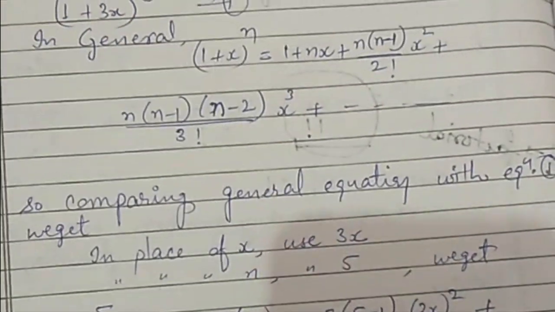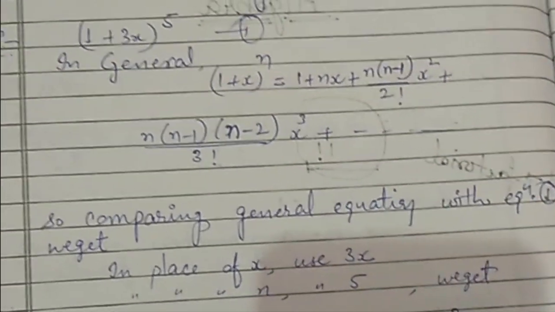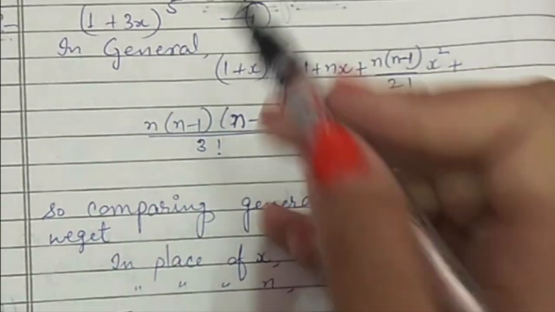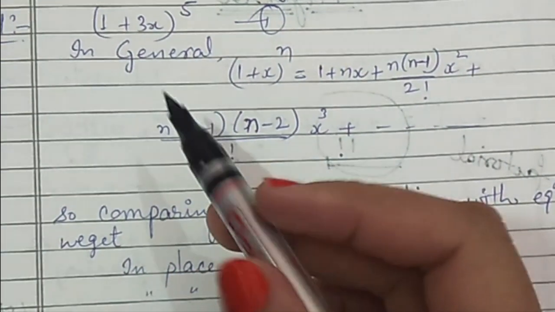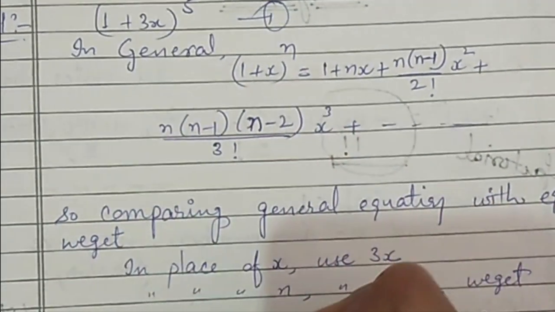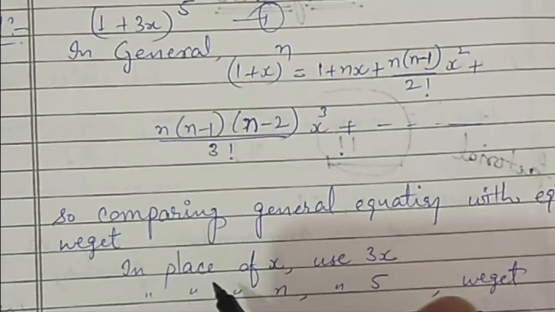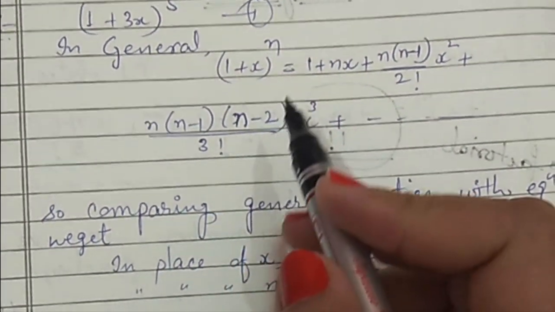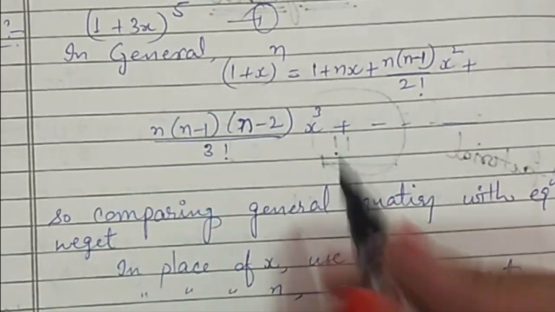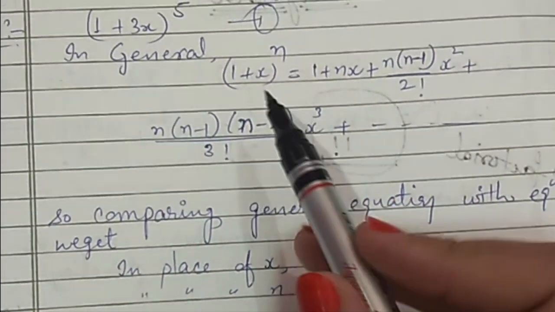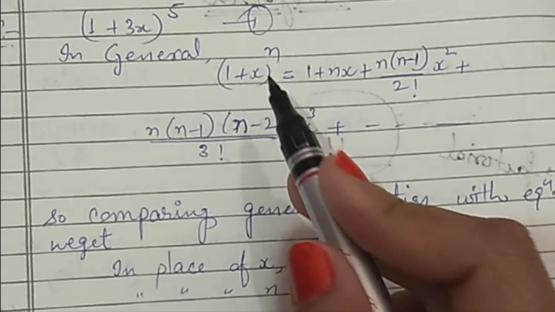So comparing the general equation with equation number 1: in place of 1 there is 1, right? In place of x there is 3x. In place of x, use 3x. In place of n, what is here? 5. In place of n, that is 5. So put these two values in this general form.